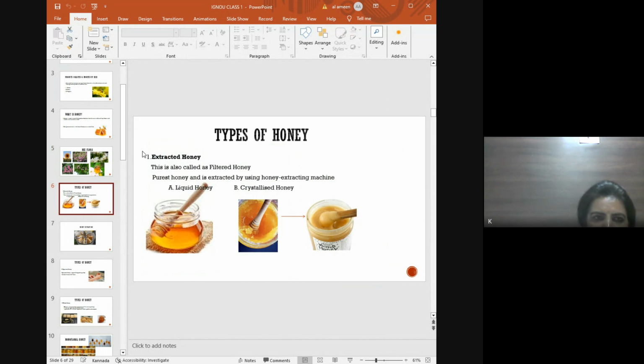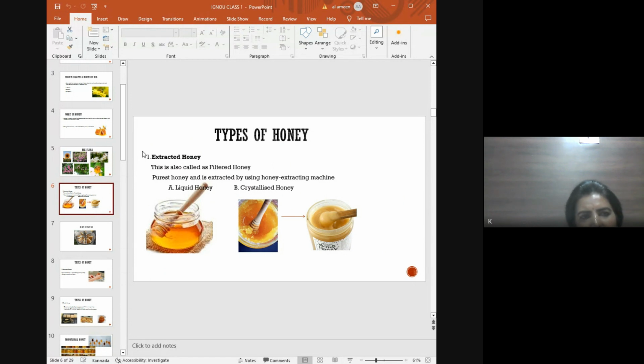All right. I wanted to show you how honey is made and then come to the types of honey, but we'll first understand the different types of honey and then get into the part where honey is made by the bees. So the different types of honey are based on how it is extracted. Based on extraction, there is filtered honey or extracted honey, which is considered the purest form of honey. It is done by using the honey extractor. Here you can see it is in a very pure form.